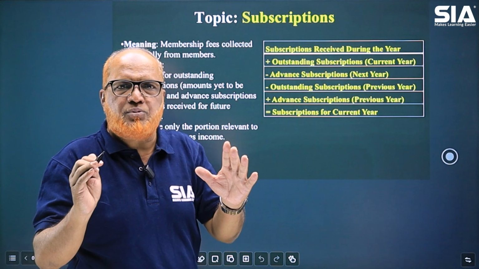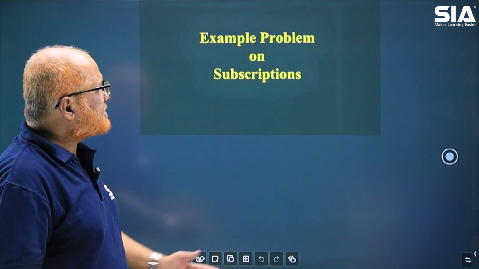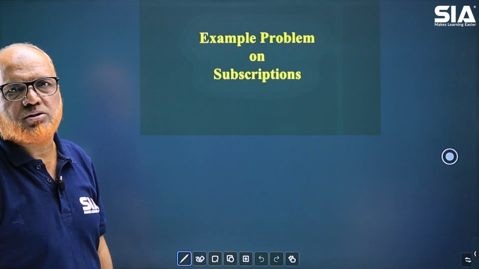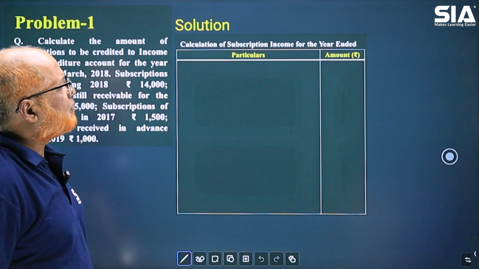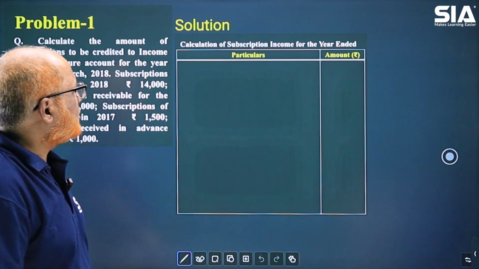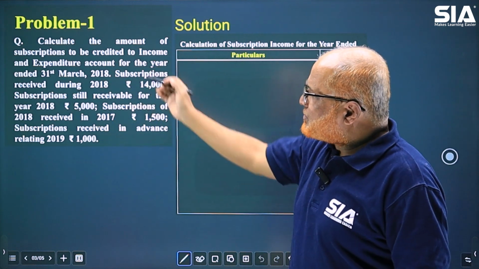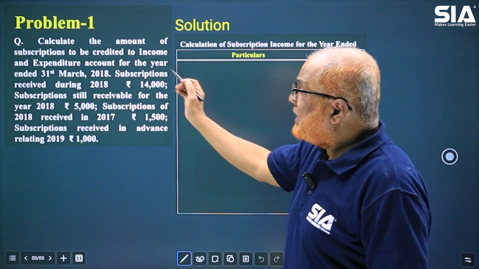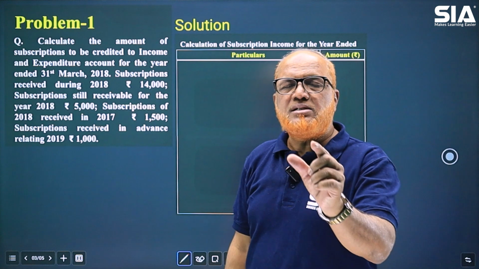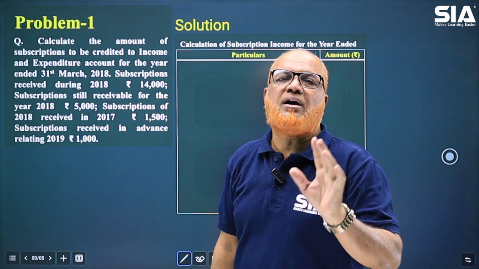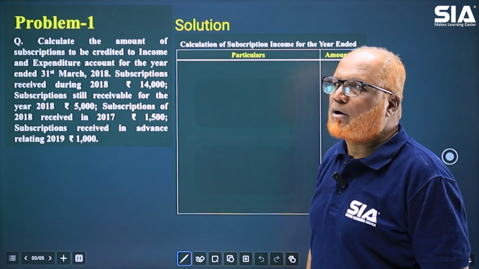That means making the subscription account, or subscription income of the current year. Example problems on subscriptions which had been asked in previous examinations, and there are chances you may get similar types of problems in coming examinations also. So one examination problem I'm explaining now. Calculate the amount of subscription to be credited to income and expenditure account for the year ended 31st March 2018. That means how much is the subscription income of the current year ended 31st March 2018. That has to be taken on the credit side of income and expenditure account.